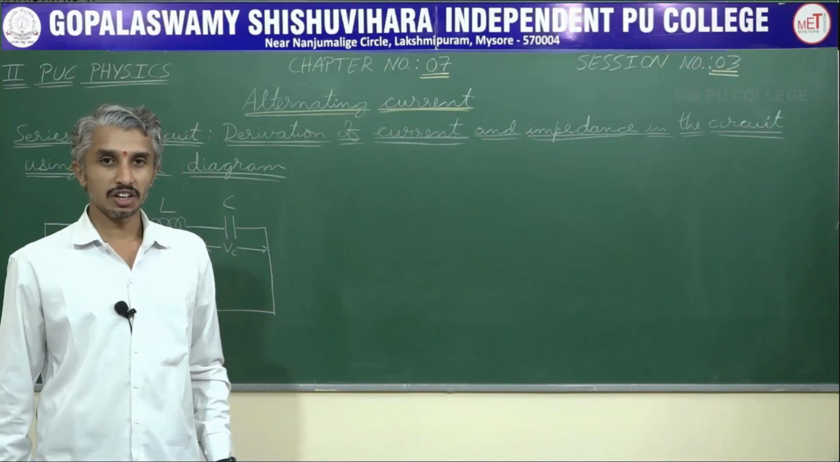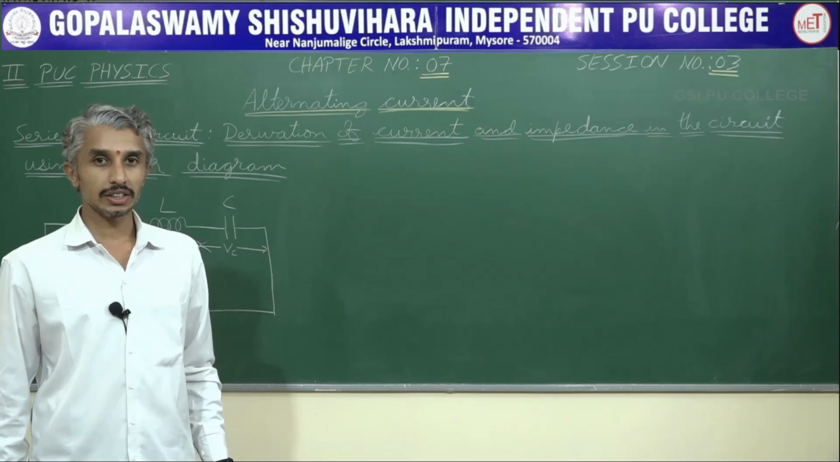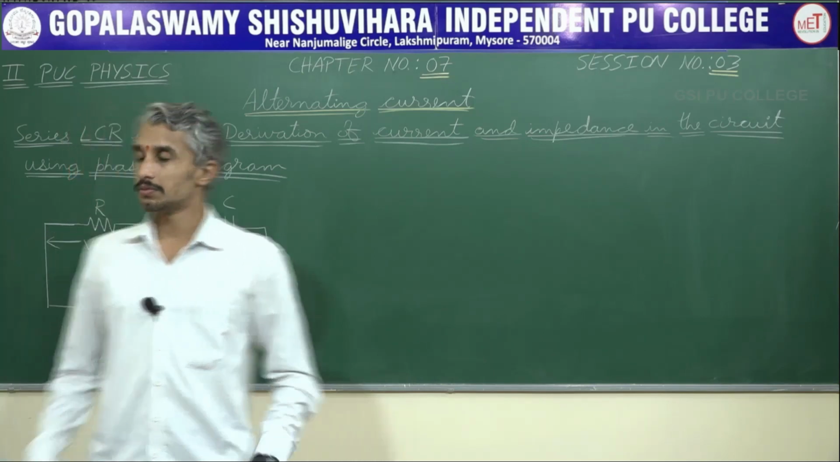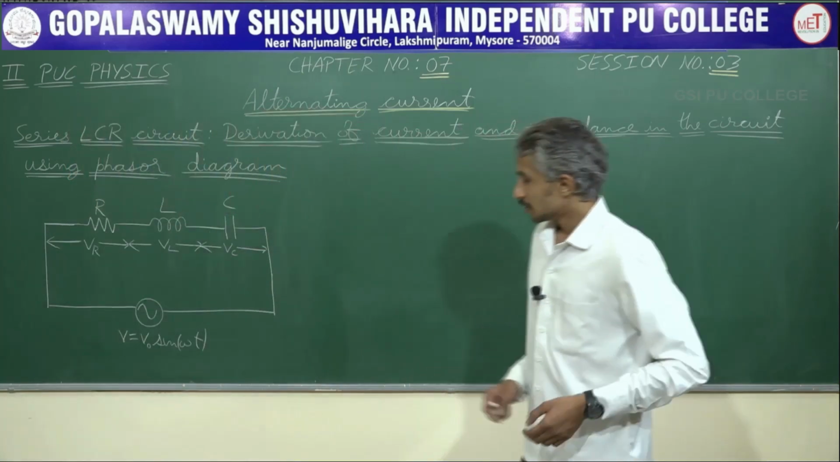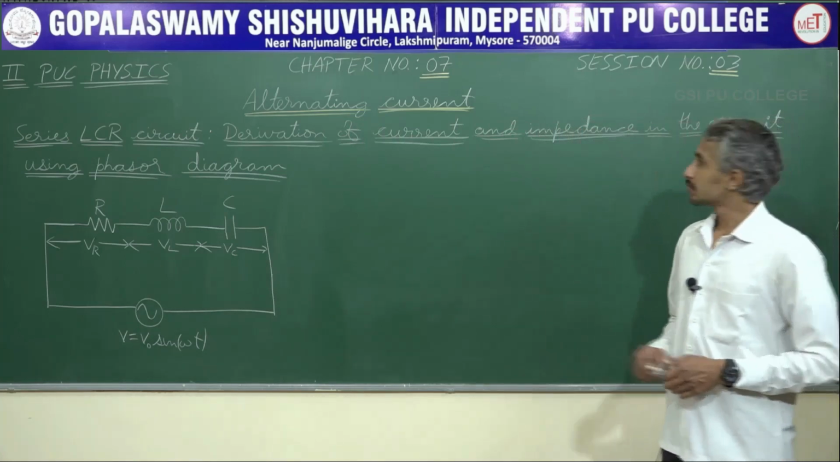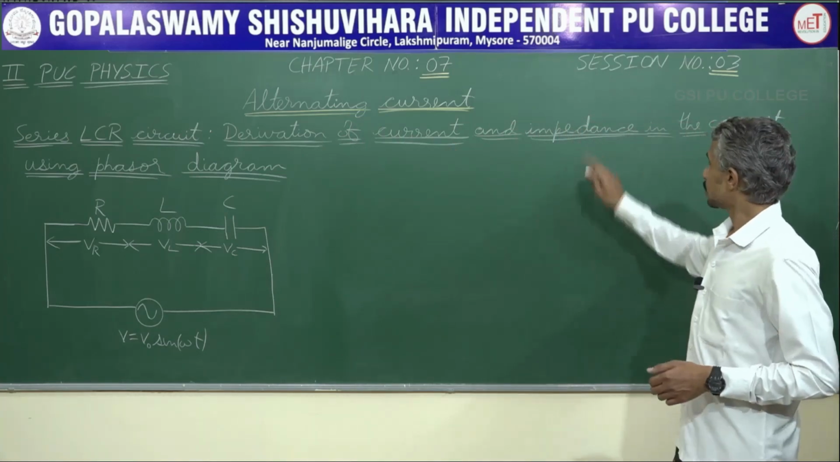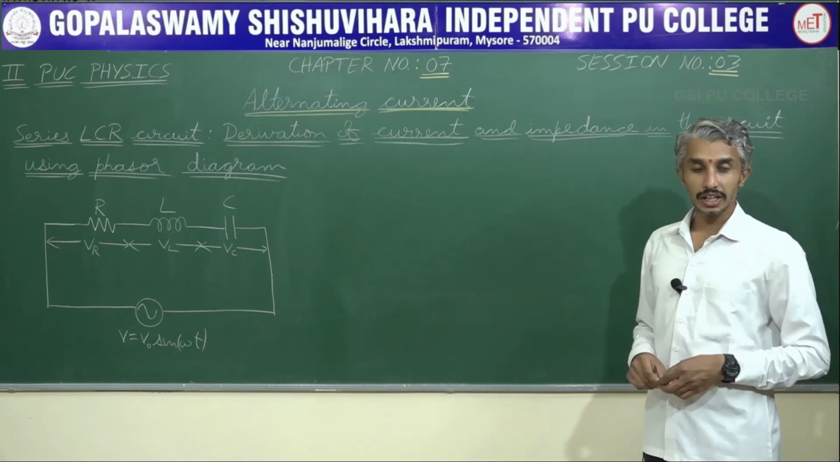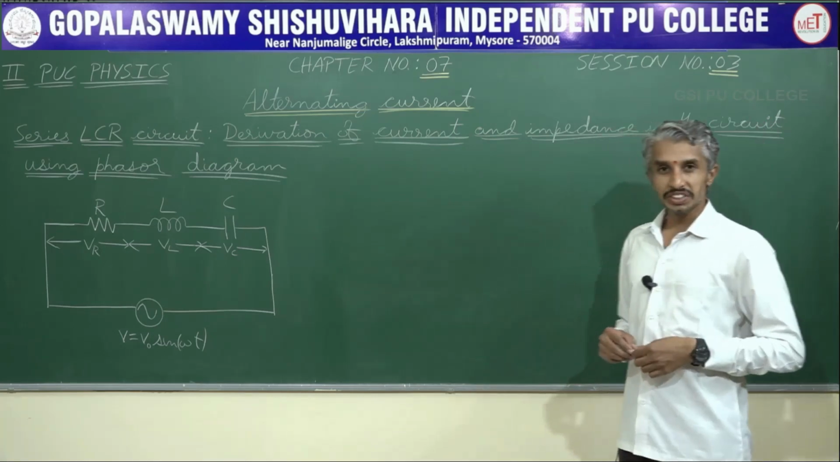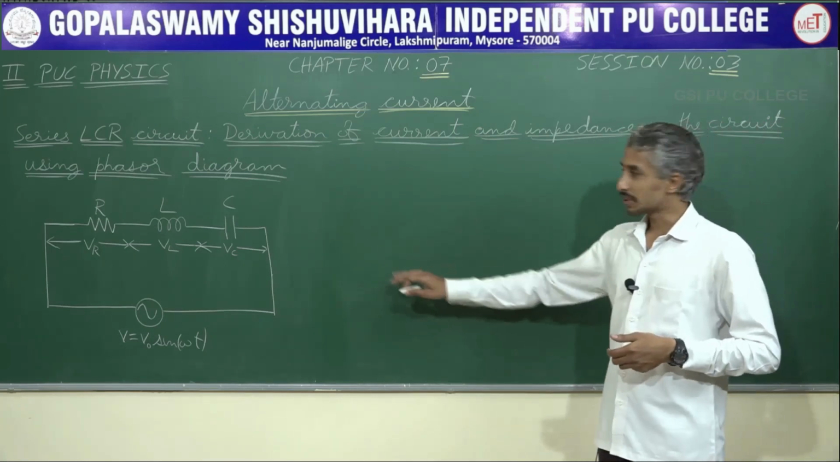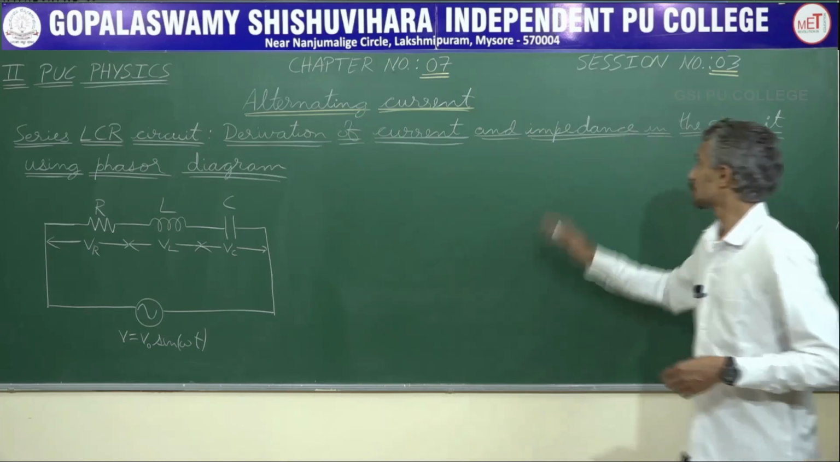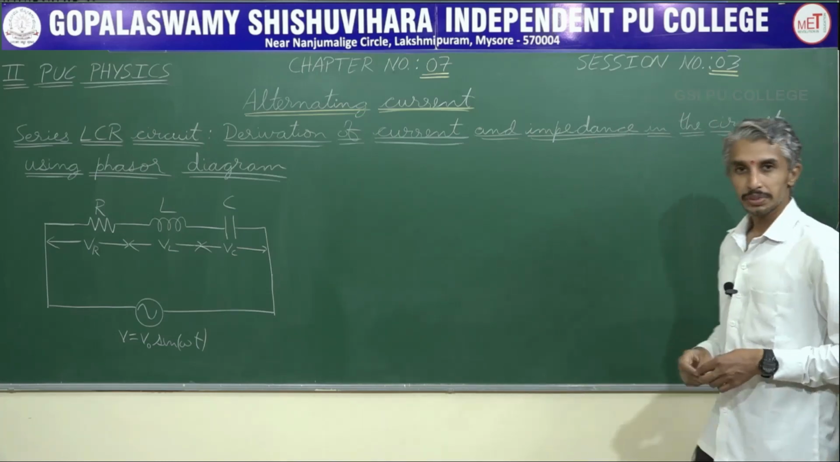This is session 3 of chapter 7, alternating current. In this session, we would be deriving an expression for the current and impedance in a series LCR circuit. So you may be thinking by now, what is a series LCR circuit, and what do we mean by impedance?